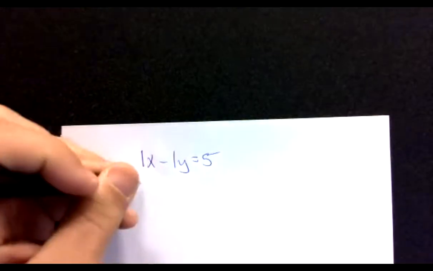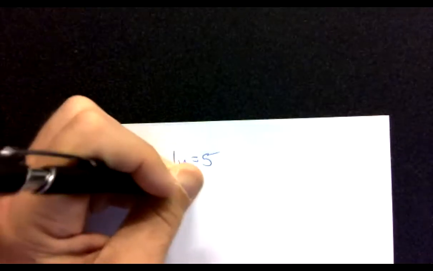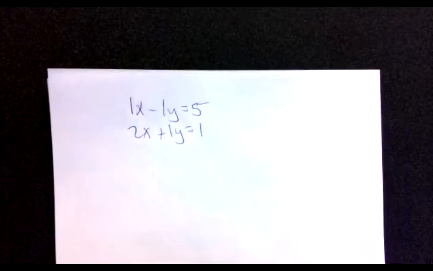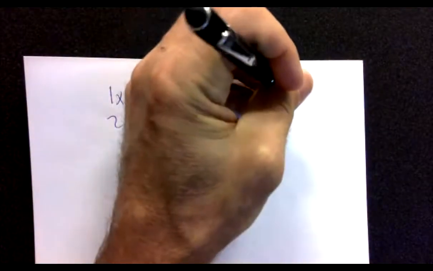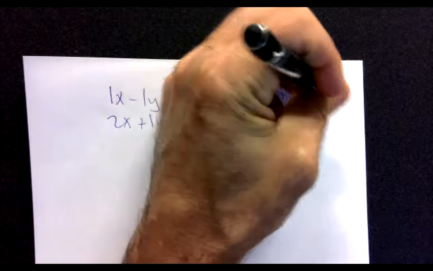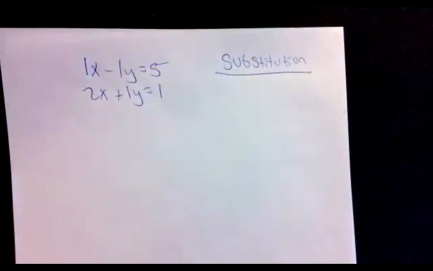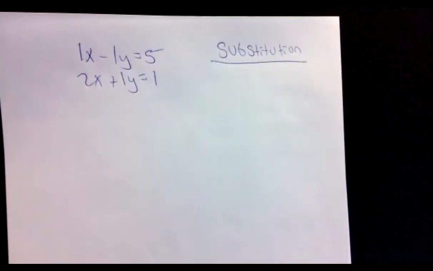So again, 1x minus 1y equals 5, 2x plus y equals 1. So same problem. We're just now going to solve by another method called substitution. And again, this is really just to make you aware of all of the different ways so you can choose. I don't care which way you solve. You can solve whichever way you want.